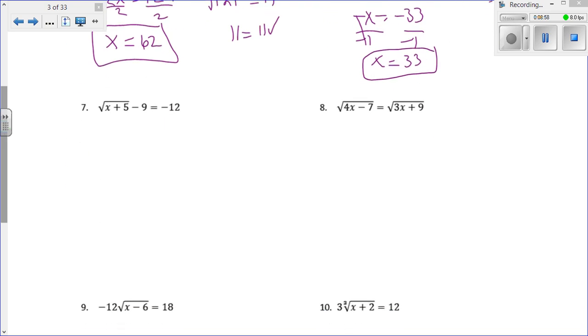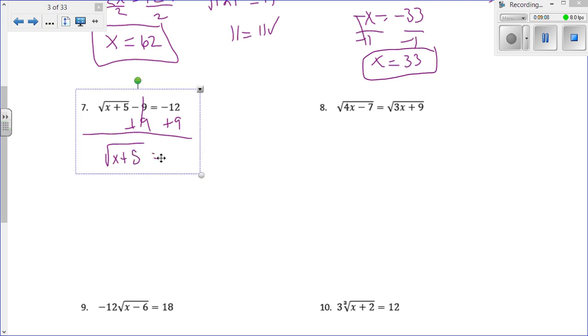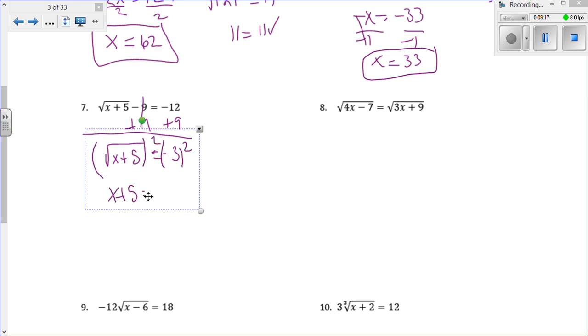For number 7, this time my radical is not isolated. So I have to add both sides. So the square root of x plus 5 is equal to negative 3. I need to square both sides. So x plus 5 equals 9. Subtract 5 from both sides. So x equals 4.